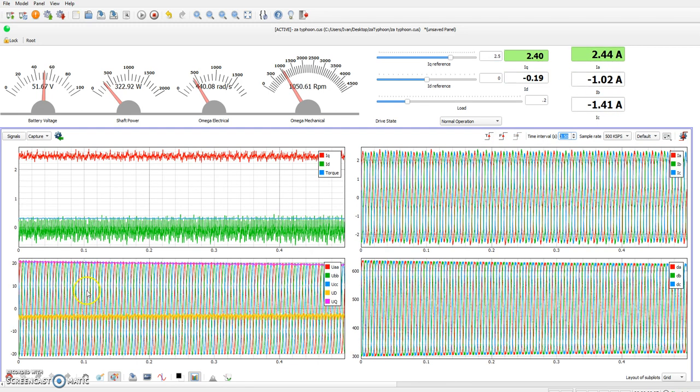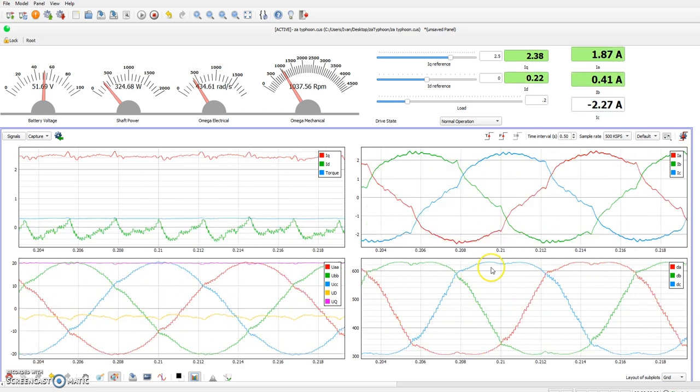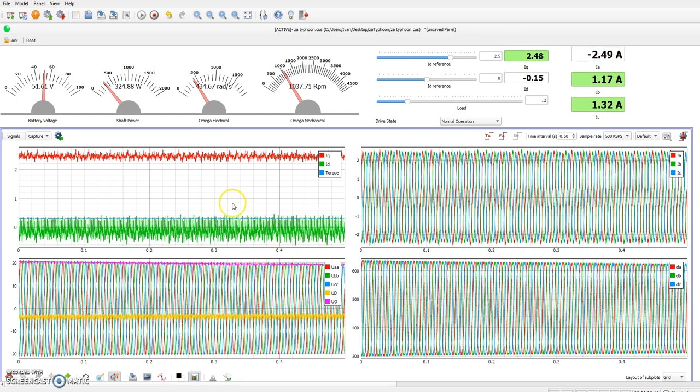Over here we can see the phase voltages, phase reference voltages, and the duty cycles of the transistors. They have this characteristic space vector shape. Alright.